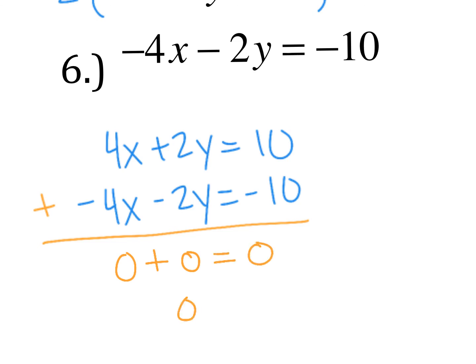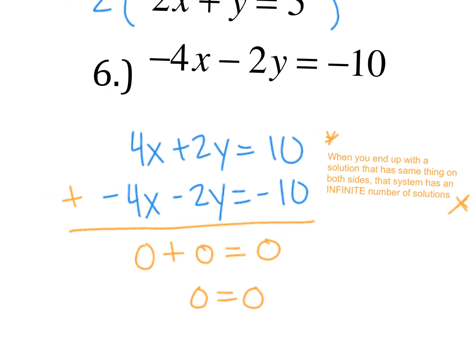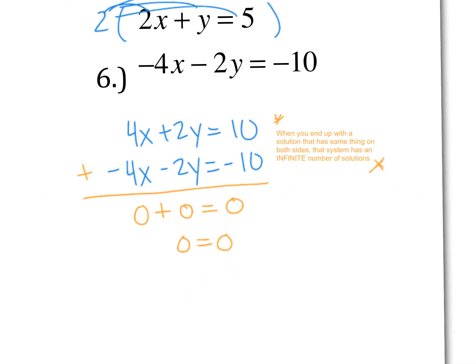So you end up with this equation that says 0 equals 0. Well, guys, when your solution ends up with an answer that equals itself, your solution is any real number. So there's an infinite number of solutions for this equation. So for this particular problem, there is an infinite number of solutions.